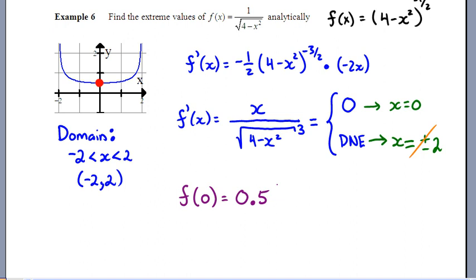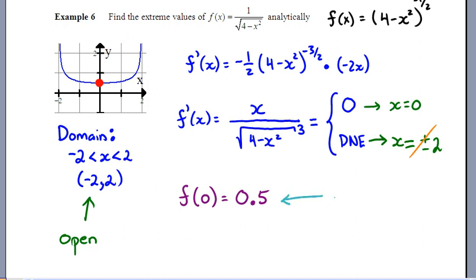I don't know that it's global because this is a nice open interval here. And on open intervals, there is no guarantee that there is an absolute max or an absolute min before you even look at it. Now, staring at the graph, I can see that actually that 0.5 is the absolute minimum. But right now, I'm looking at it going, well, how would I do that if I didn't have the graph?